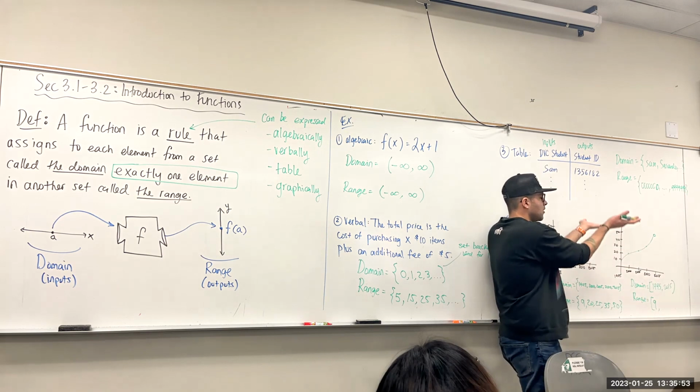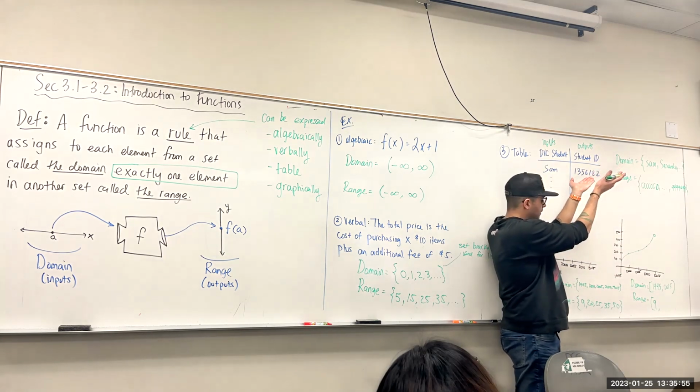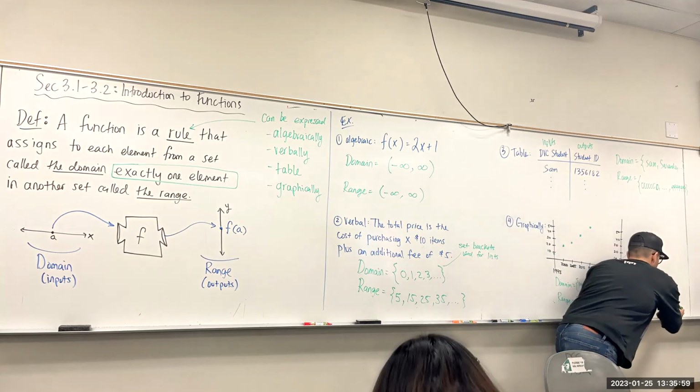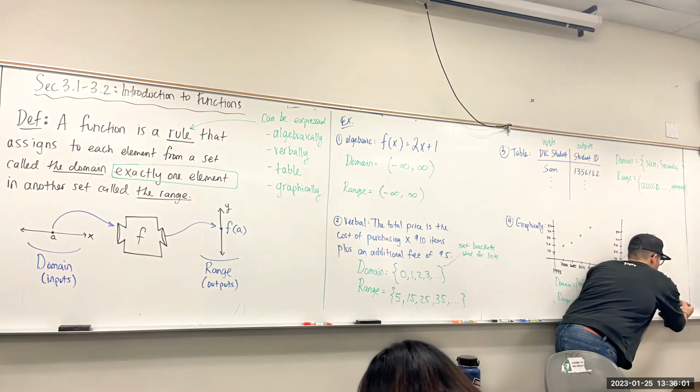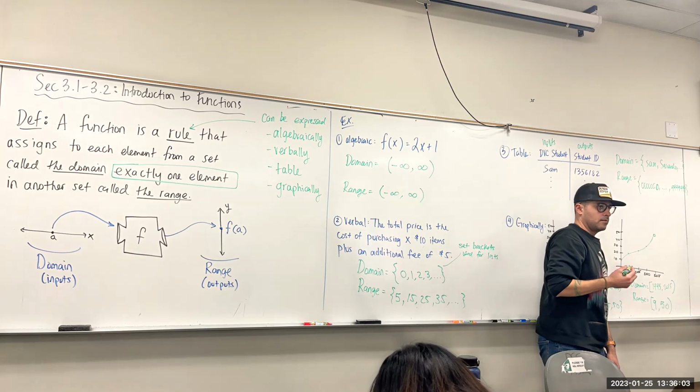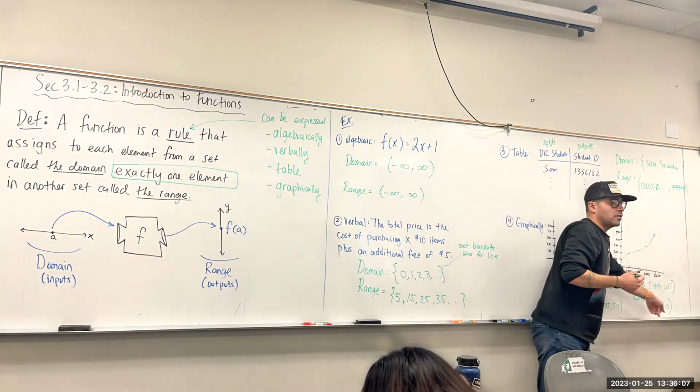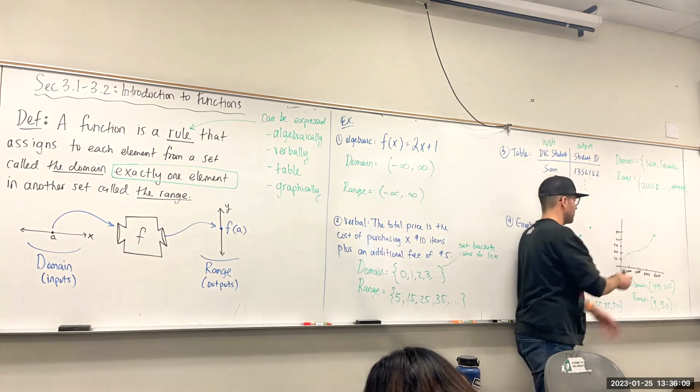What's the biggest y value we go up to? 50. But is 50 included? No. So then we're going to do parentheses. Okay, so this is what we were going over on Monday. It's like, boom, now being used.